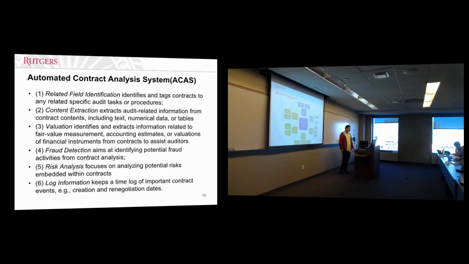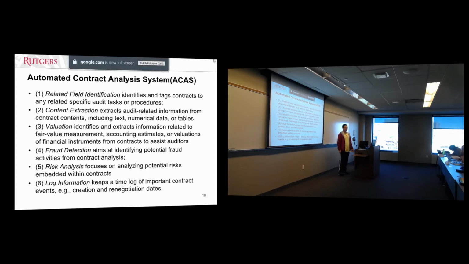And the next part is fraud detection. This subsystem aims to identify potential fraud activities from the contract analysis. Basically, for example, in my opinion, it can use dictionaries of negative words and analyze the amount of negative words in a dictionary to detect the potential fraud in the contract.